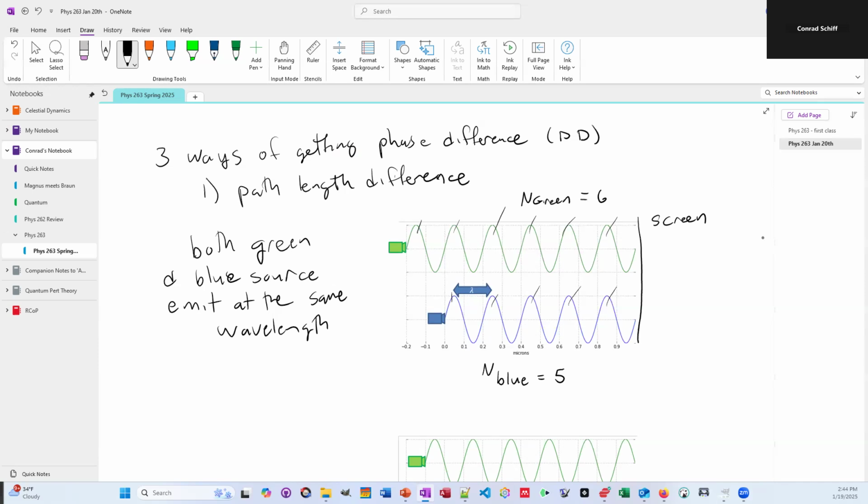And so in this case, the path difference is the absolute value of N green minus N blue, or N blue minus N green, as anybody likes. And this path difference is 1. That is to say that the wave from green travels a full wavelength further than blue does. And so this is constructive interference.